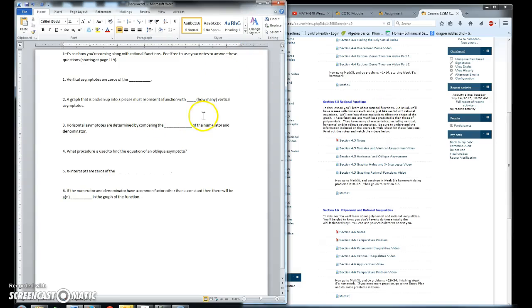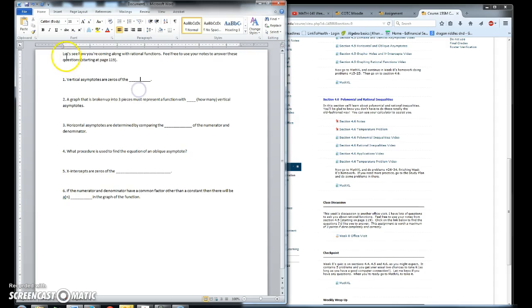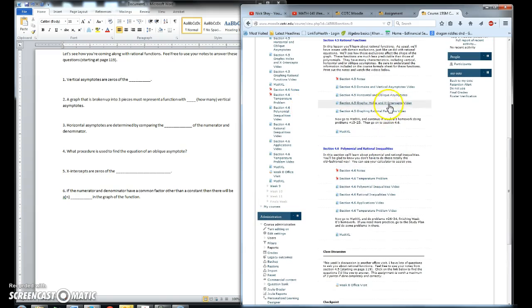So I want to take a second to go over this week's office visit. Where is it? So we're in the week 8 folder, and here's all the questions. It says, let's see how you're coming along with rational functions. Feel free to use your notes to answer these. So let's make sure we know where the notes are.